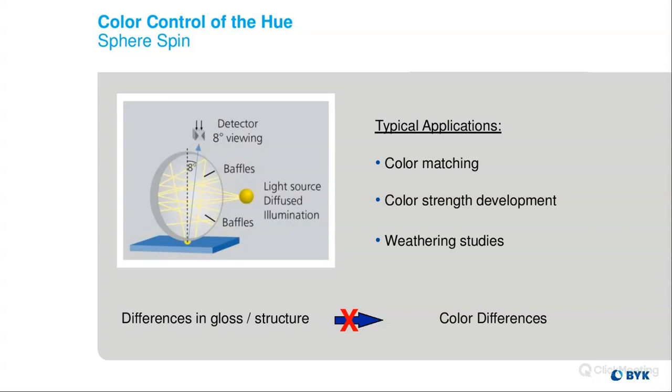You can see typical applications for this is color matching, so just pigmentation without taking into account the matte and the gloss. And it's also color strength development. Weathering studies are also typically done with this method because you can see how erosion will affect a panel or a color panel.